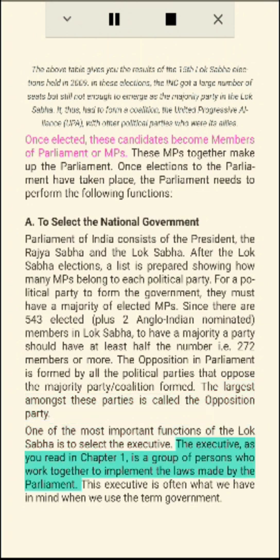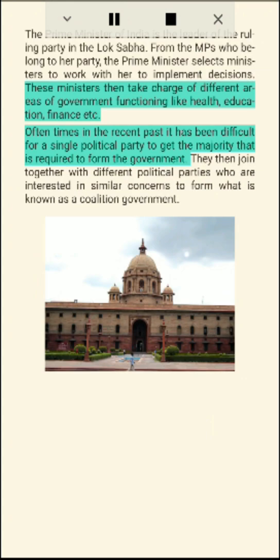One of the most important functions of the Lok Sabha is to select the executive. The executive, as you read in Chapter 1, is a group of persons who work together to implement the laws made by the Parliament. This executive is often what we have in mind when we use the term government. The Prime Minister of India is the leader of the ruling party in the Lok Sabha. From the MPs who belong to her party, the Prime Minister selects ministers to work with her to implement decisions. These ministers then take charge of different areas of government functioning like health, education, finance, etc.